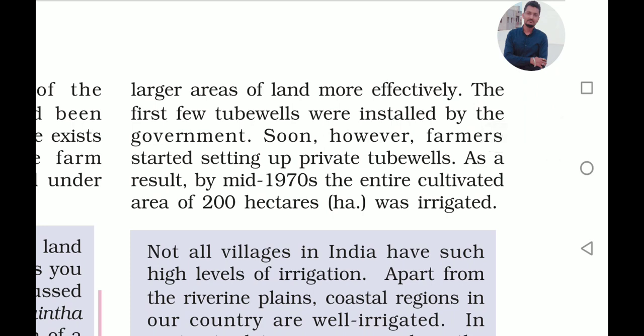First few tube wells were installed by the government, and time to time now many of the farmers started setting up private tube wells. By 1970s, entire cultivated area of 200 hectares was irrigated.